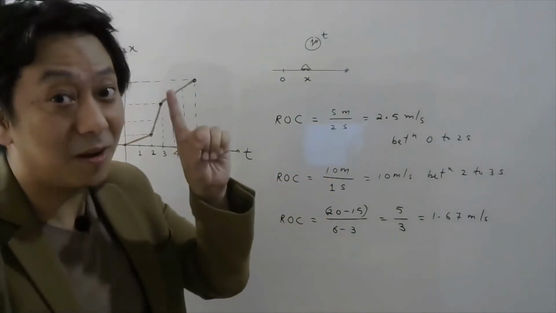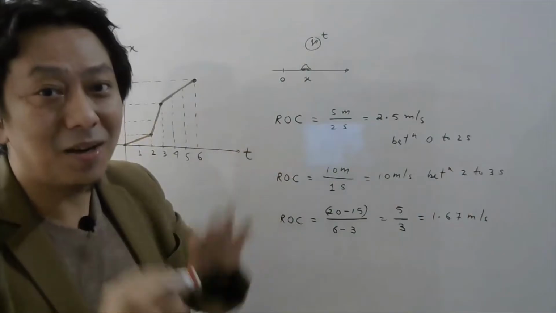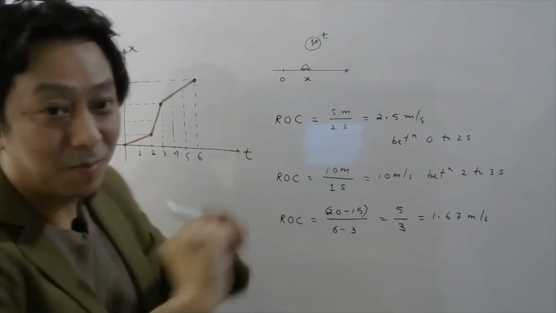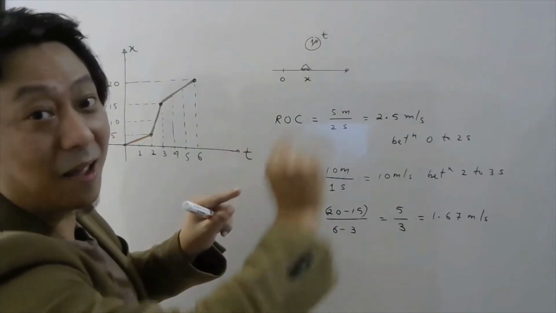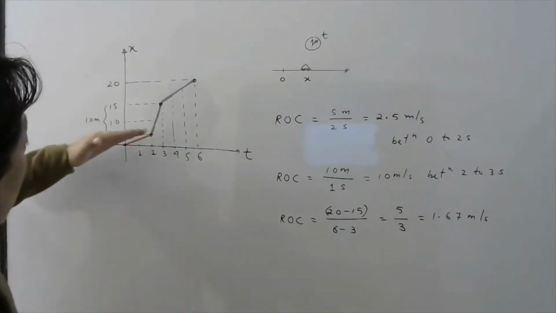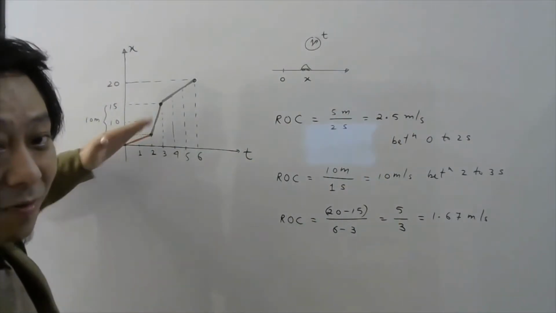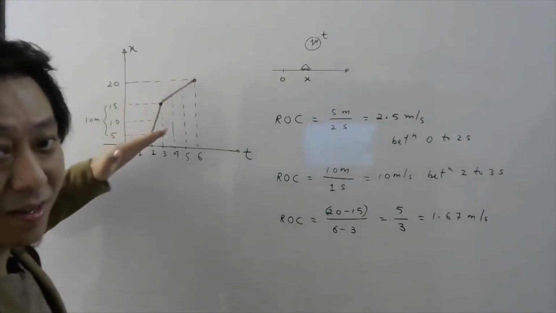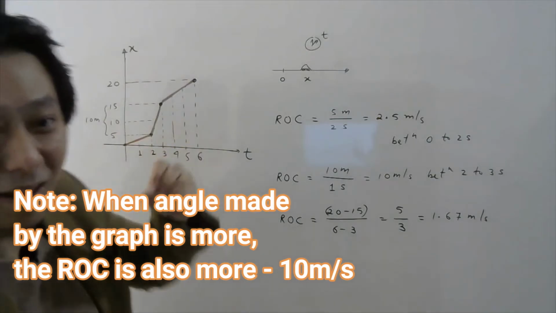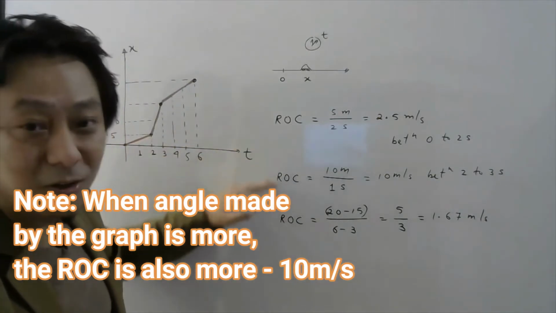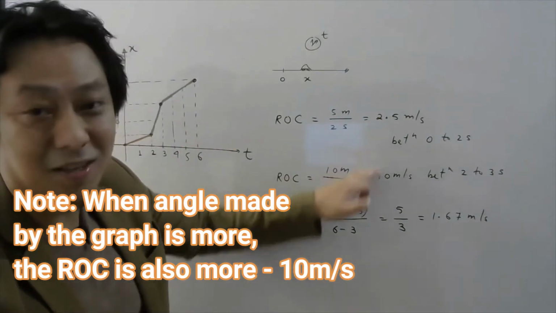Not like the previous one. In the previous one, it doesn't matter in which interval you ask, because the graph was a straight line with the same angle at every point. But here you can see the angle made by the graph is changing, isn't it? It's making a small angle, then a large angle, then again a little bit smaller angle, and therefore you can see the rate of change is changing, right?